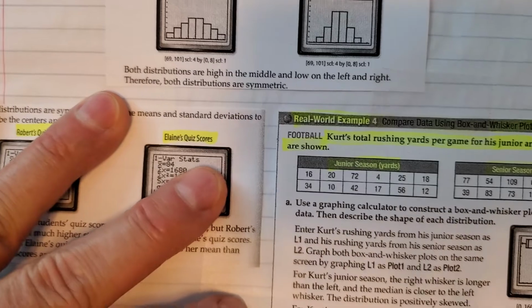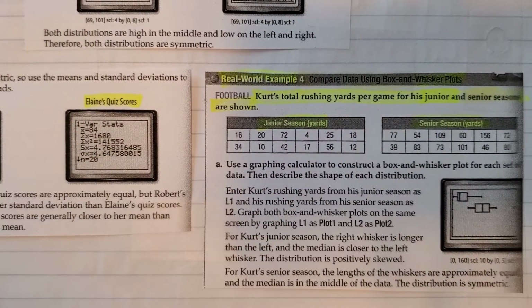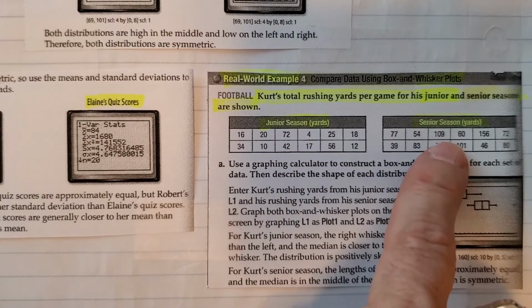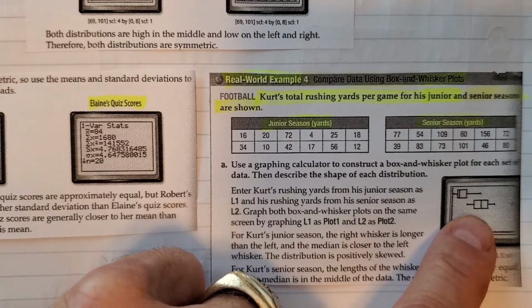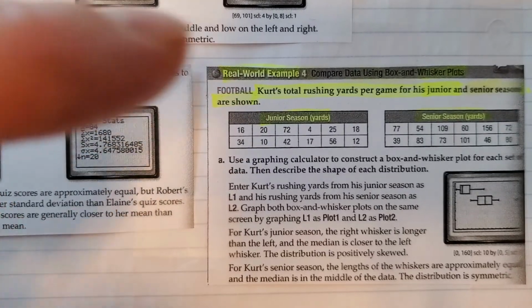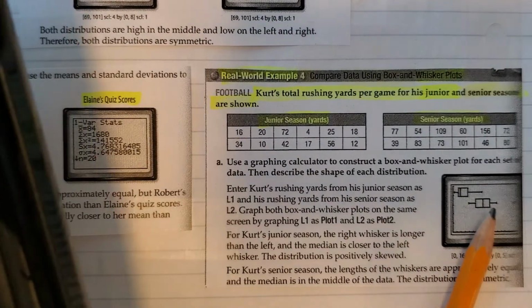Now, if you're looking at box and whiskers plots over here to the right, this is Kurt's rushing yards his junior and senior year. How many yards he got his junior year, how many yards his senior year. And if you see the box plots here, you can compare them and see that his junior year is a lot less than his senior years, and his senior year is more symmetric.